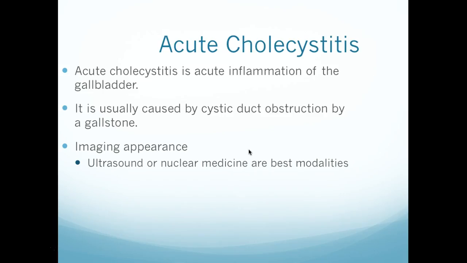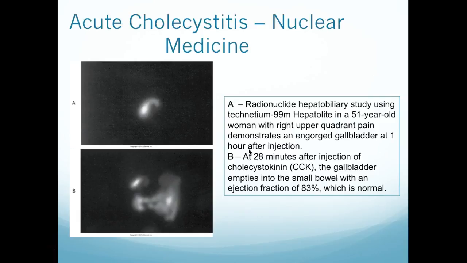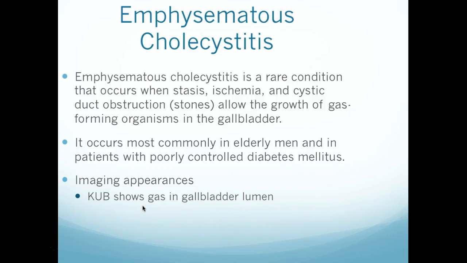And acute cholecystitis, so it's an inflammation of the gallbladder. It's usually caused by cystic duct obstruction, so by a gallstone. And the imaging modalities that we want to use is ultrasound or nuclear medicine. So if we look here, this is an engorged gallbladder right here on nuclear medicine. Then they inject CCK and it emptied normally. So this is how they take a look using nuclear medicine.